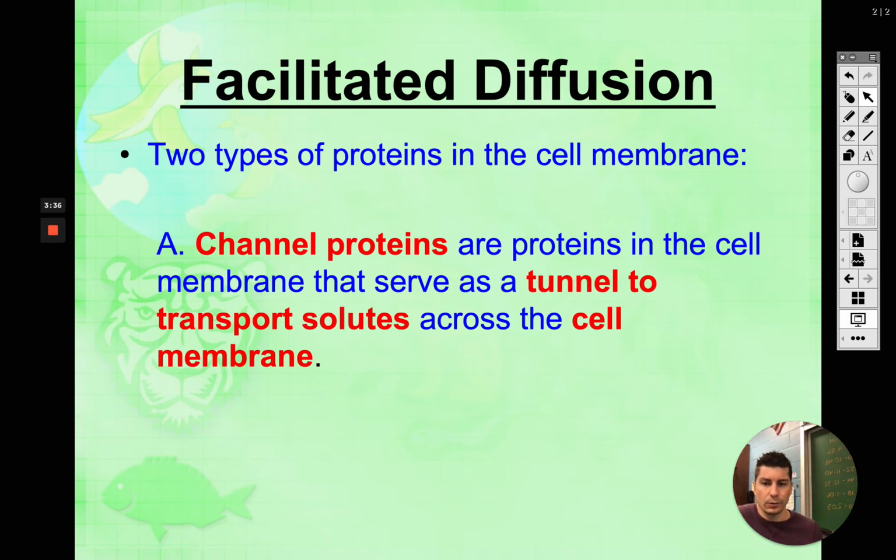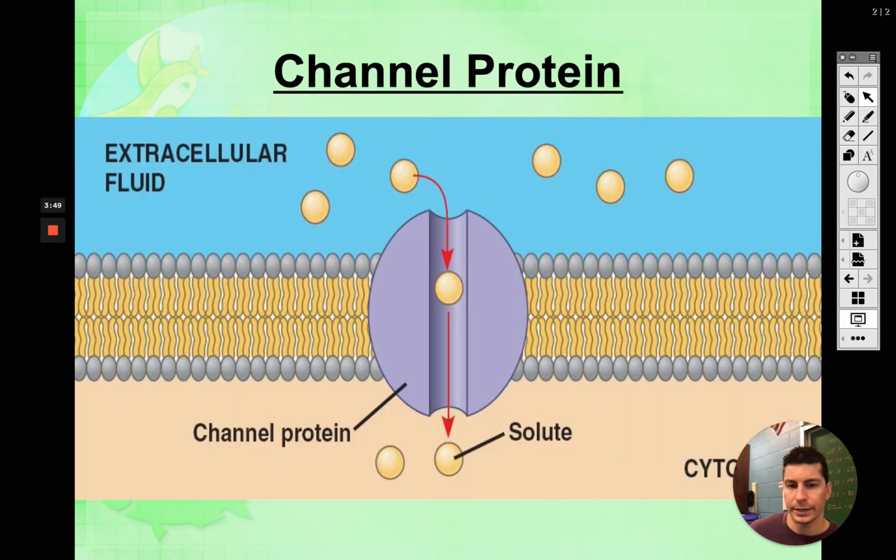The first one is called a channel protein. It's like a tunnel, okay? We can get these larger polar molecules through from one side of the cell membrane to the other side through this channel protein. And this is what they look like right here.